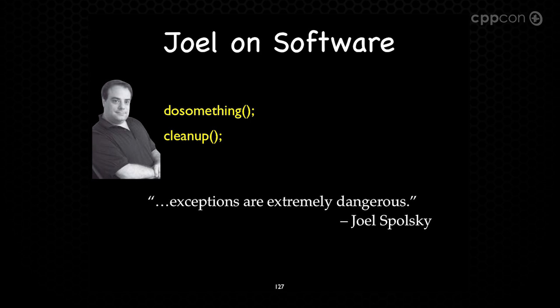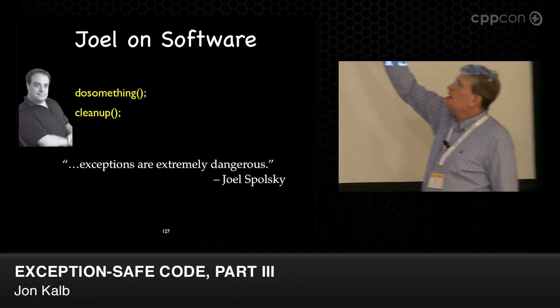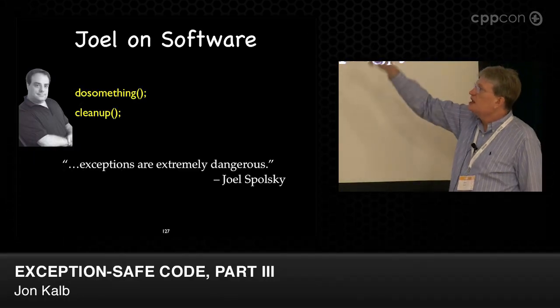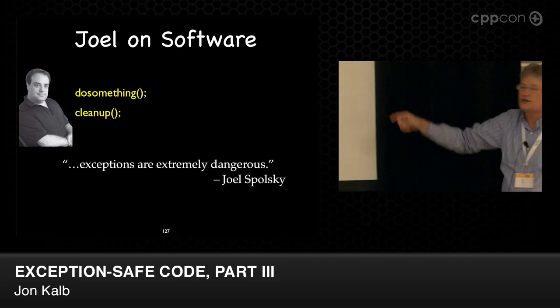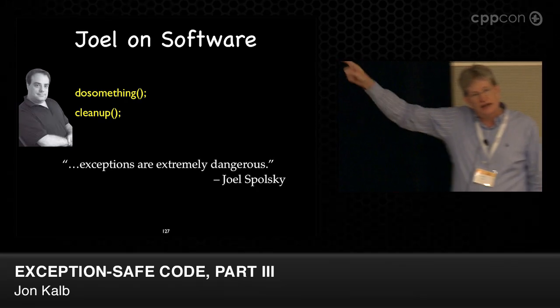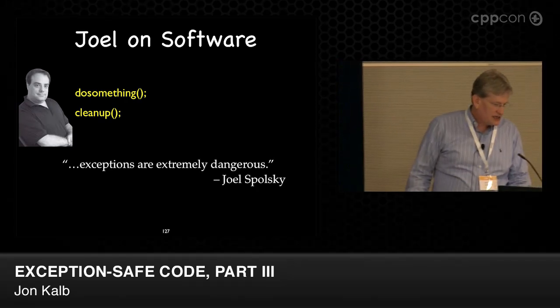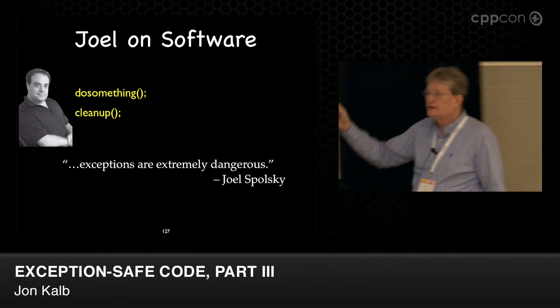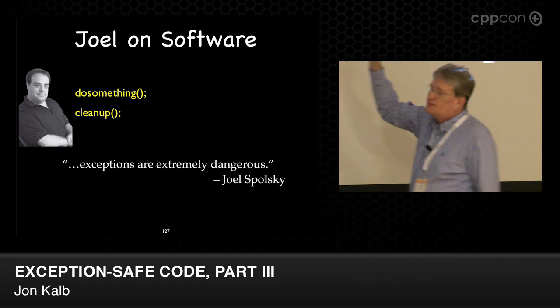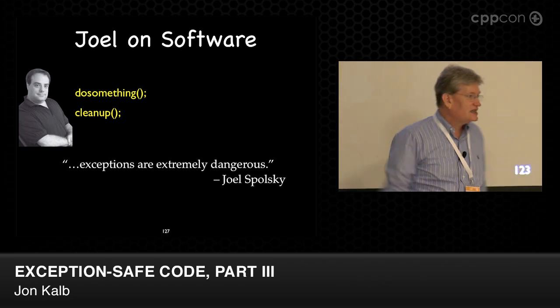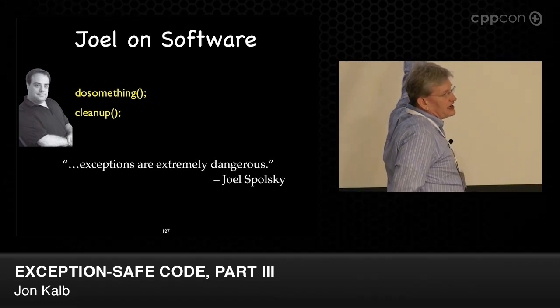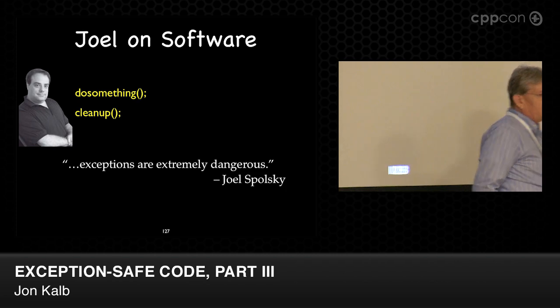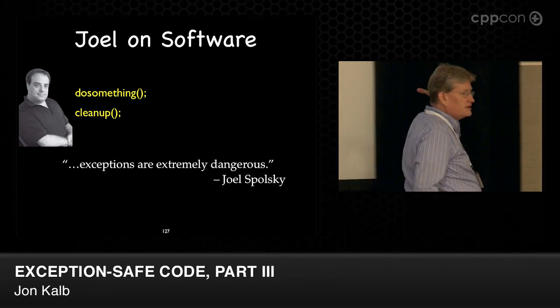All right. So Joel said, do something followed by cleanup. He said exceptions are extremely dangerous. But what did I say when I saw that? I said the code is wrong. Why did I say the code is wrong? Because I saw a cleanup that was not in a destructor. And I said that immediately. If that cleanup was in a destructor, would Joel's problem be a problem? No. So Joel says that exceptions are extremely dangerous.